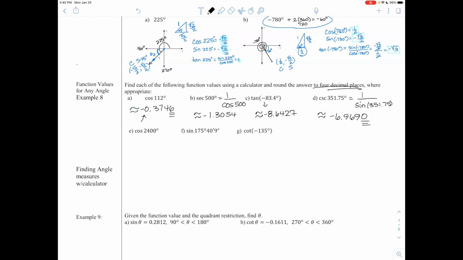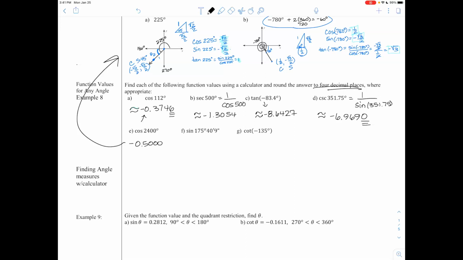All right, cosine of 2400 is negative 0.5 to 4 decimal places. That one must be on your unit circle after a number of rotations.